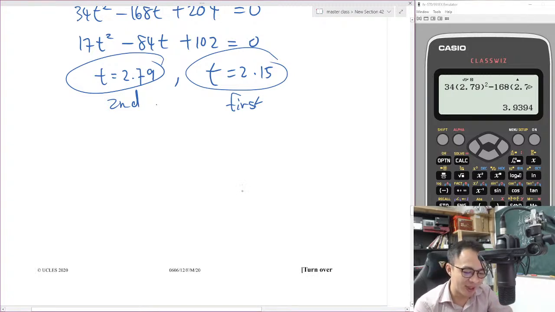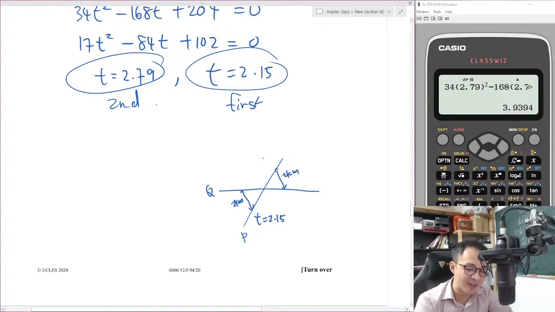So basically it's something like this. Imagine maybe P travels like this and Q travels like this. So this is the first time that we get 2 cm apart. This is the first time. Then they pass by already. Then the second chance there will be 2 cm apart. So the first time happened at t = 2.15, the second time happened at t = 2.79.